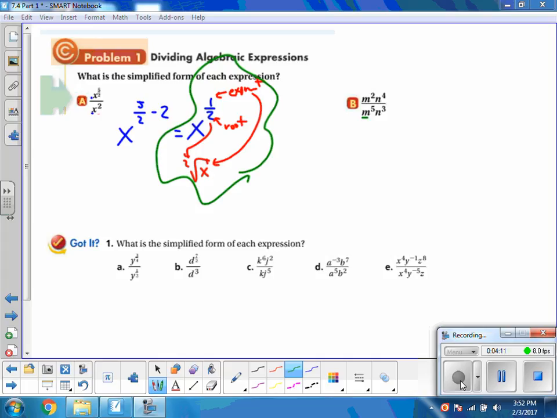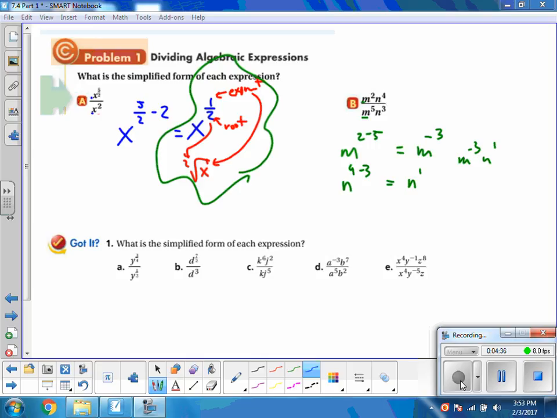So I'm going to take my common terms, which is m, my variables, and I have 2 minus 5, which gives me m to the negative third. And I'm going to look at my n's, so it's n to the fourth minus 3, and that's going to be n to the first. And these are the two pieces I have: m to the negative third and n to the first.